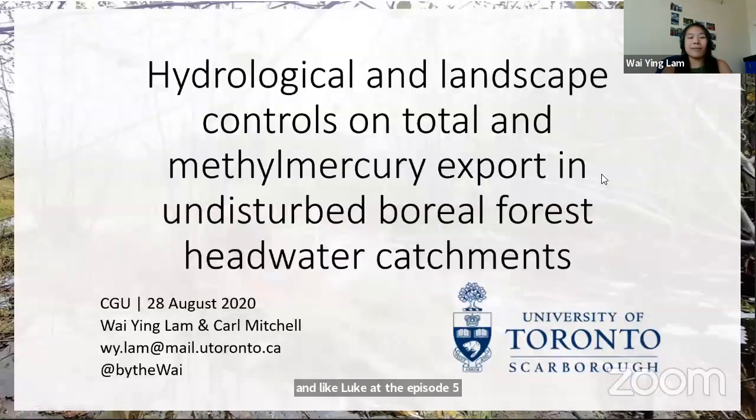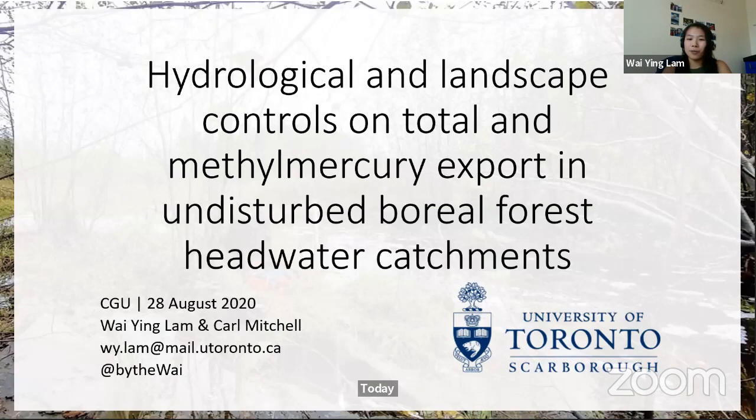So today, I'm actually going to be telling you about my work on hydrological and landscape controls on total and methylmercury export in undisturbed boreal forest headwater catchments based on fieldwork in northwestern Ontario.